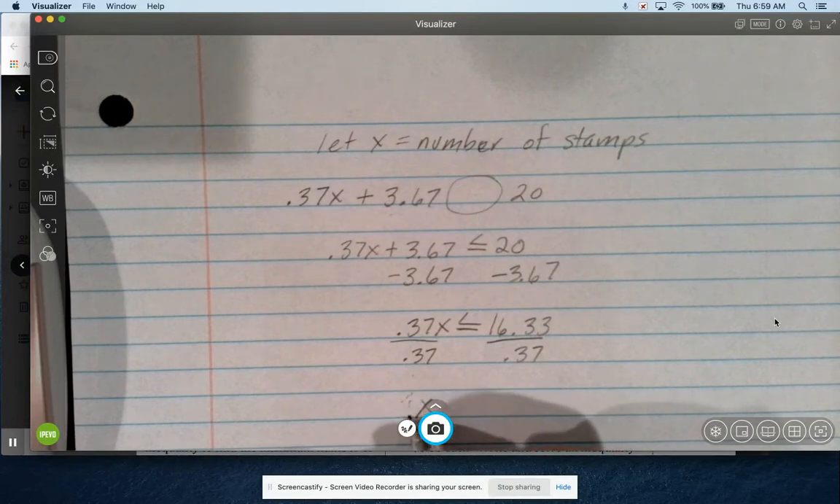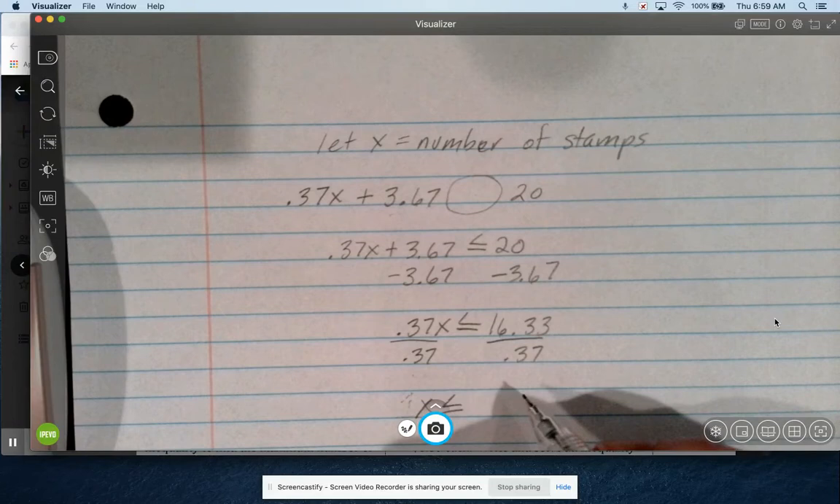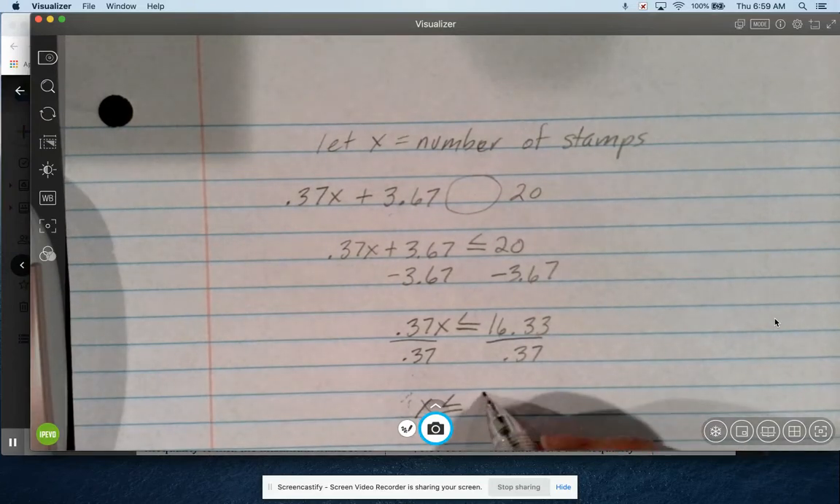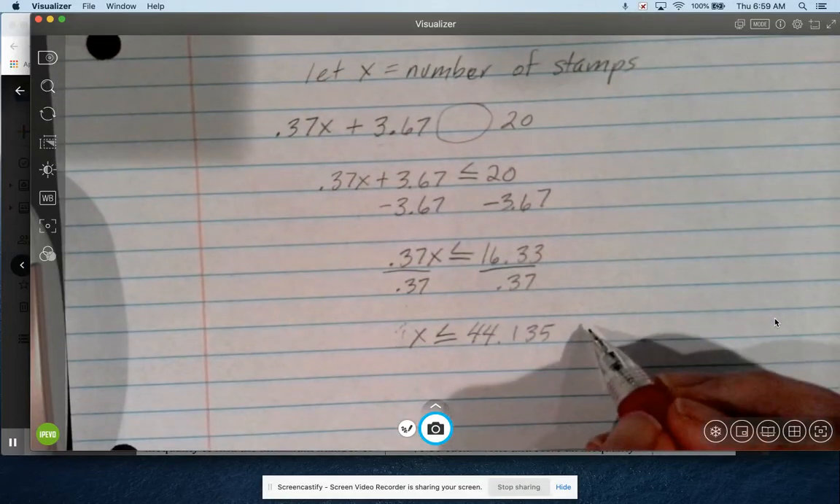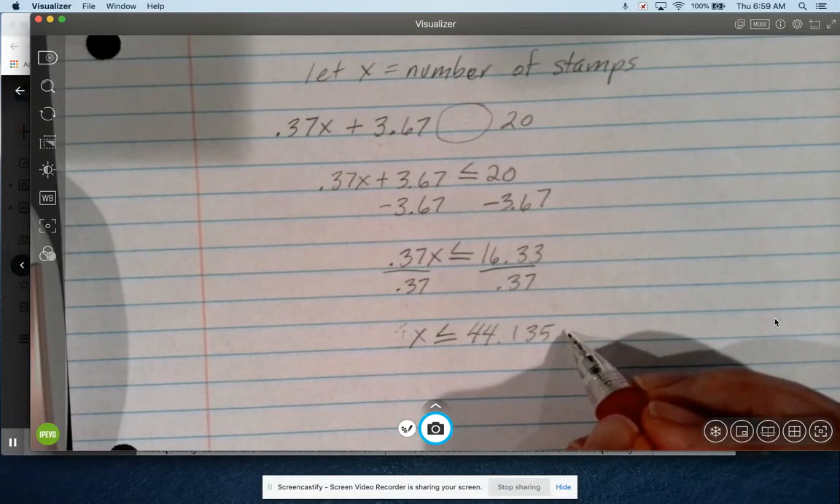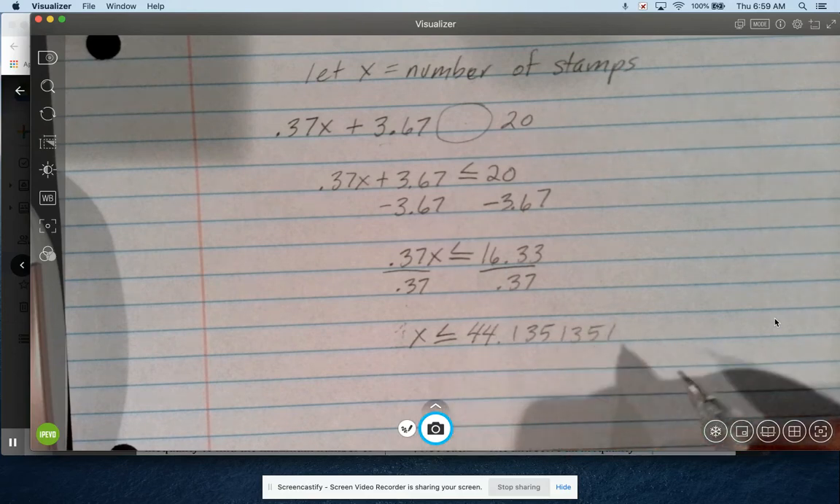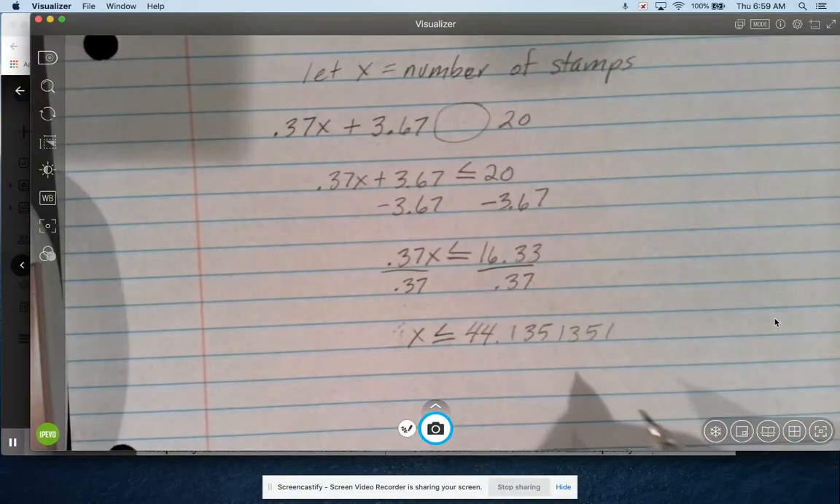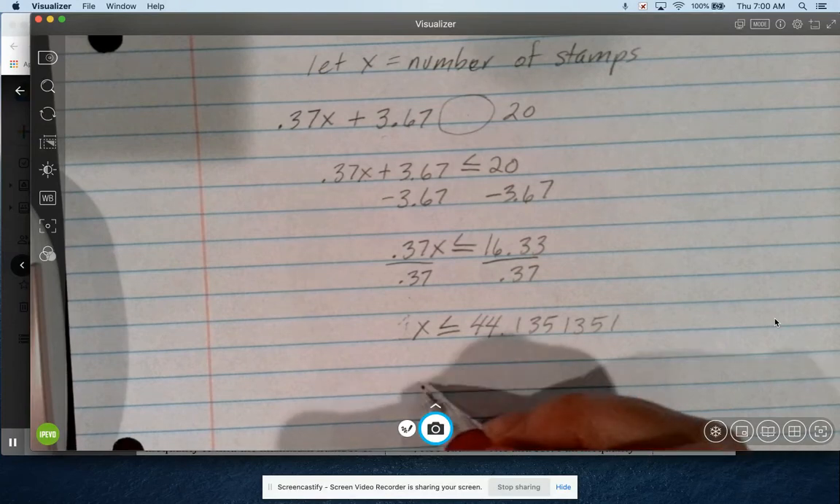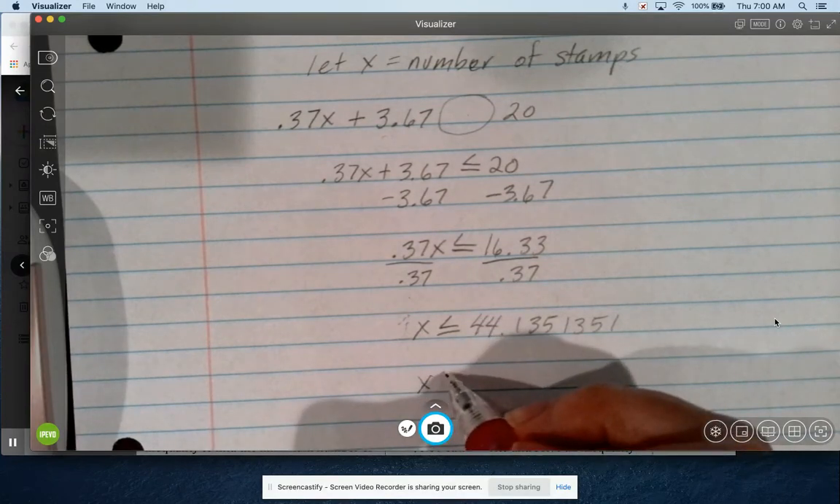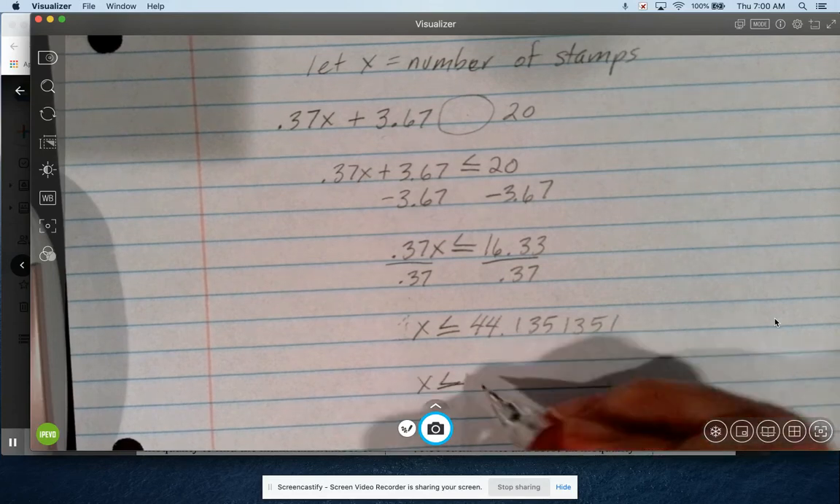So x is less than or equal to, and when I calculate it, I get 44.135. And you can use a calculator on this unit. So that doesn't make any sense. We're not going to do a decimal for stamps. We need to find out how many whole stamps. So I'm going to think about it. x should be less than or equal to 44. I can buy 44 stamps. I'm going to round it in this situation.